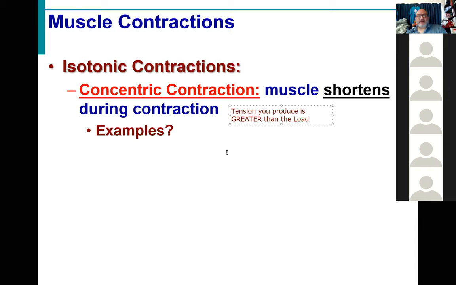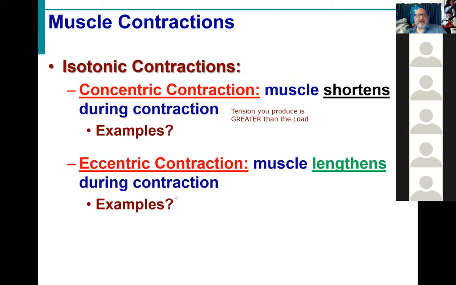And that type of contraction is what we call an eccentric contraction. With an eccentric contraction, the muscle lengthens during the contraction. You're contracting the muscle, but the length still gets longer. And the reason for this is the tension you produce is less than the load. And so lowering that weight, lowering the bag of groceries, right?